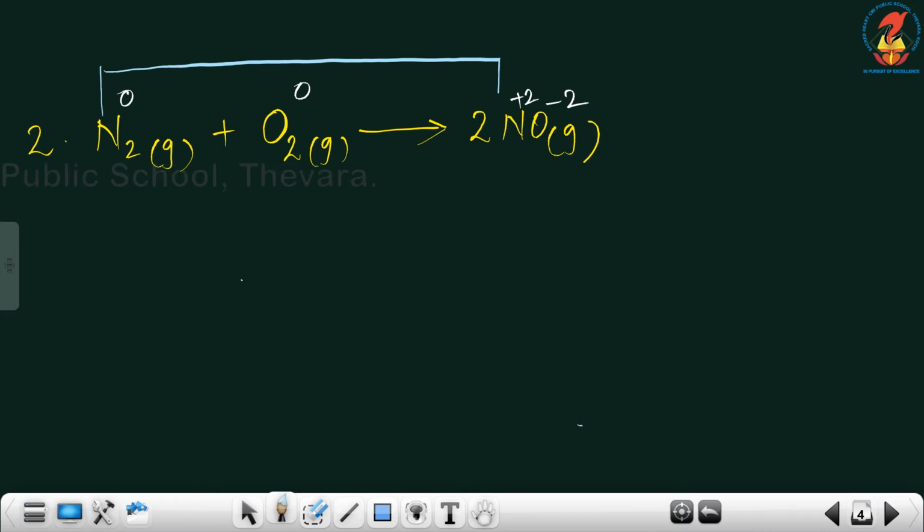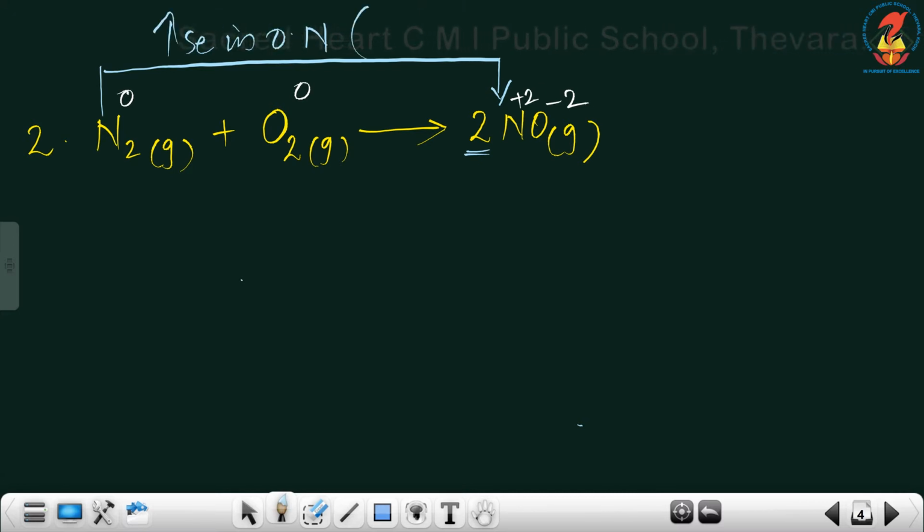Now mark the change in oxidation number. What is the change in oxidation number of nitrogen here? Remember once again, this 2, that is a stoichiometric coefficient coming here, has no significance when we assign the oxidation number. Now see what is the change in oxidation number of nitrogen here. It changes from 0 to +2. 0 to +2 means there is an increase in oxidation number. Increase in oxidation number is representing oxidation. So N2 is undergoing oxidation.